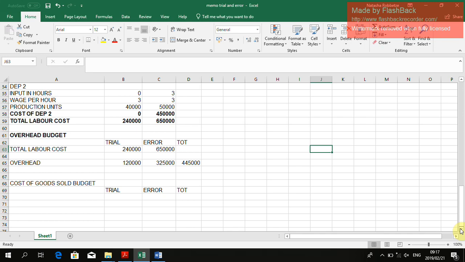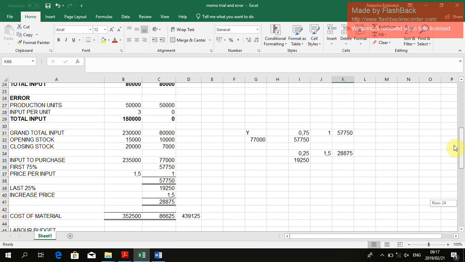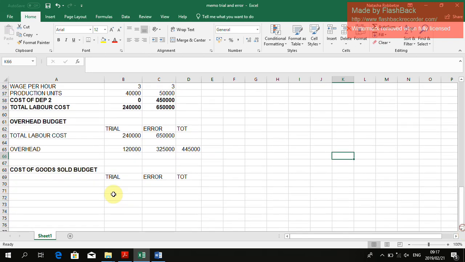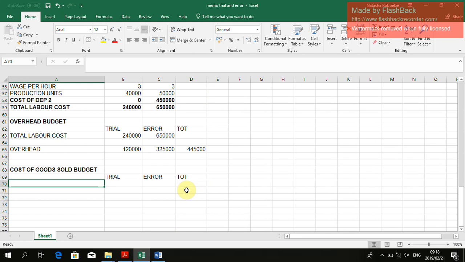Alrighty, we need to do a cost of goods sold budget finally. And here it is an amount that we need to calculate in terms of what was the prime cost, what was the overheads, taking into account opening and closing finished goods to get to the cost of sales. So I have here 2 columns, trial and error. Typically you don't need 3 columns. I just want to make sure students do understand where I got the answers from.